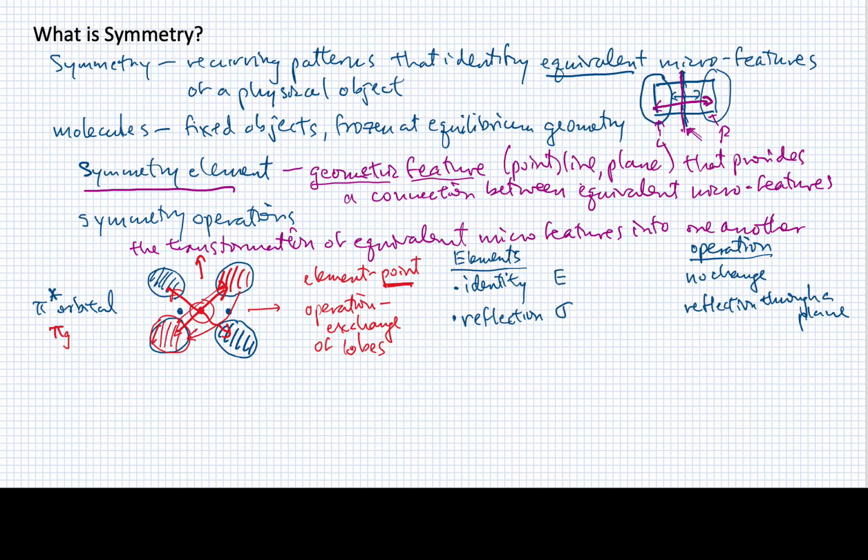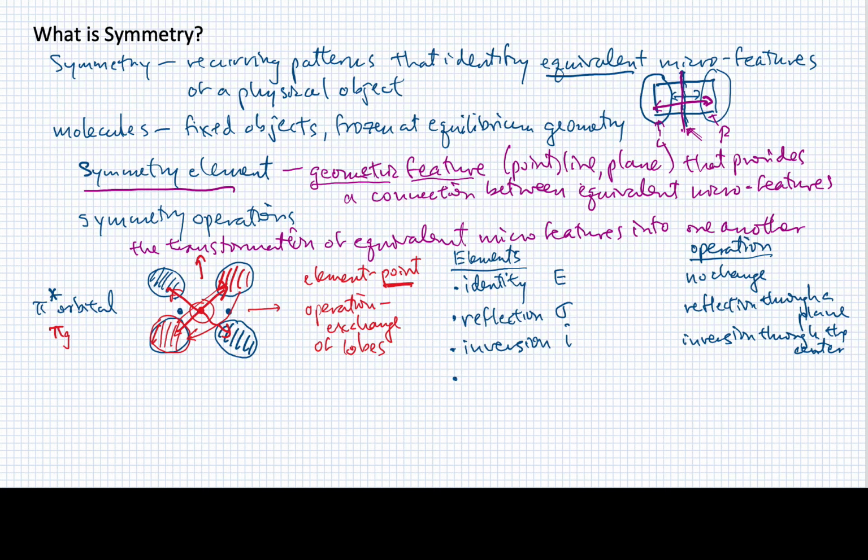Next we would have inversion. We've looked at that. The symbol that we give an inversion center is little i. Don't be confused with the complex number square root of -1. This little i is simply the inversion center, and the operation would be inversion through the center. I should note that when a molecule has this particular symmetry element, that element is always located right in the middle of the molecule. That is, the geometric or geographical center of the molecule is where that would be located.